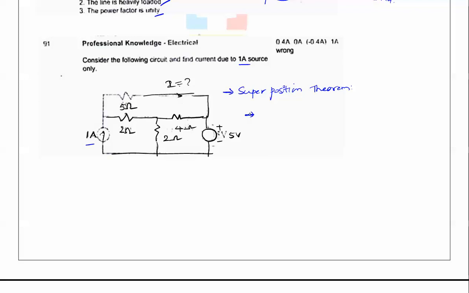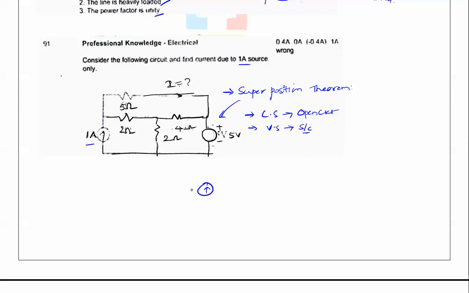So how can we do this? If you want to apply the superposition theorem, if it's a current source, we make it an open circuit. If it's a voltage source, we make it a short circuit. So here we are applying superposition theorem on this 5 volt source, so we'll make a short circuit here, that is the source zero concept.